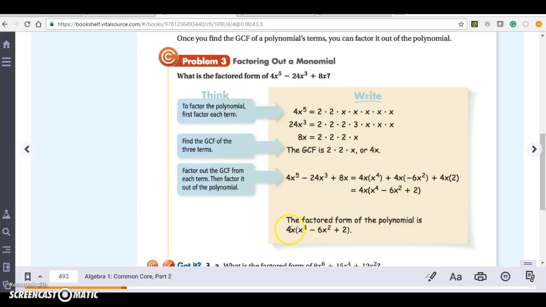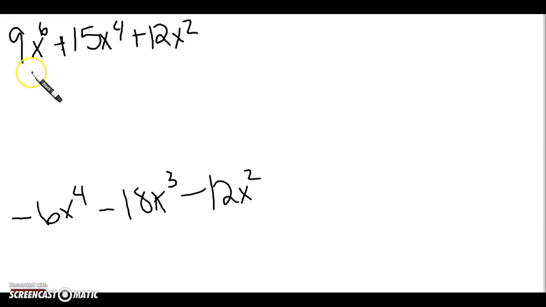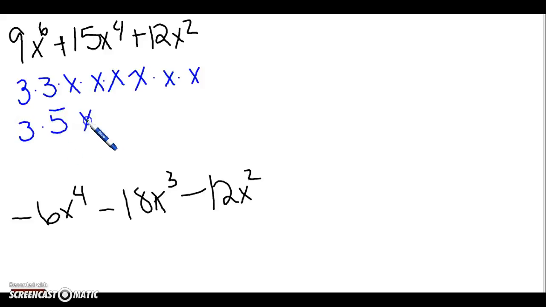Alright. So let's take a look at guided 3. So I have 9x to the 6th plus 15x to the 4th plus 12x squared. So let's go ahead and break it down. Some of you probably don't need to break it down. You can do it in your head. But for those that can't, let's continue to do it this way for now.